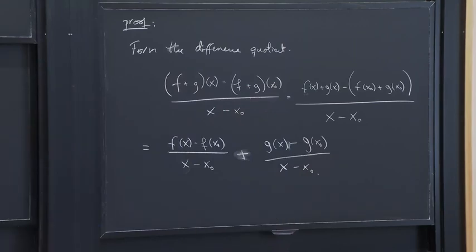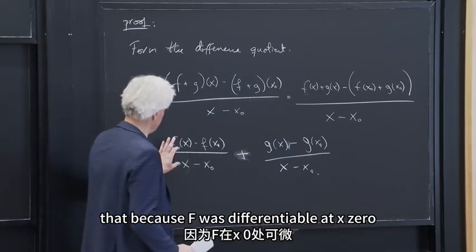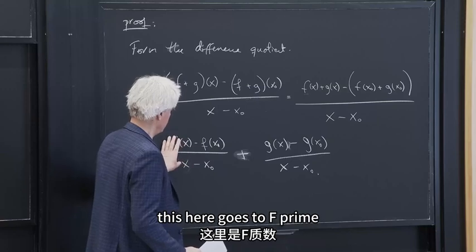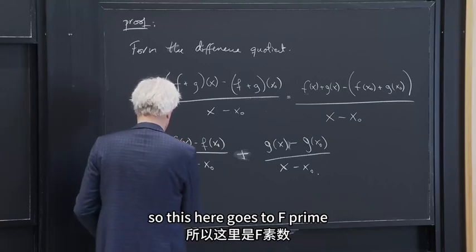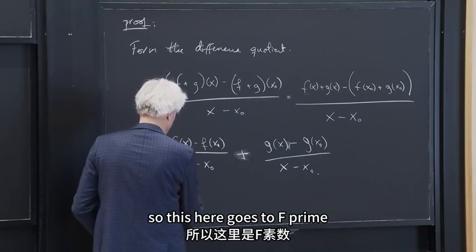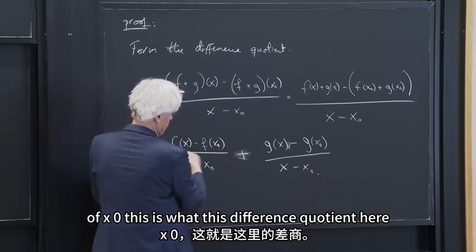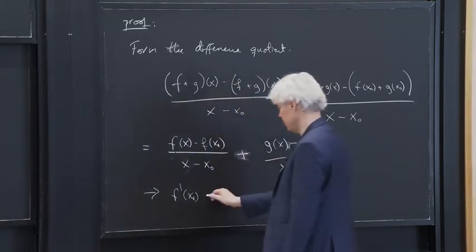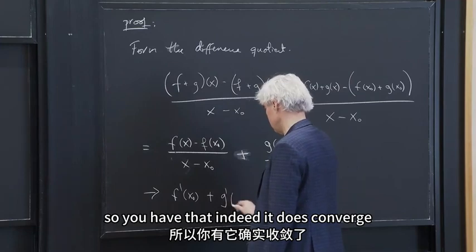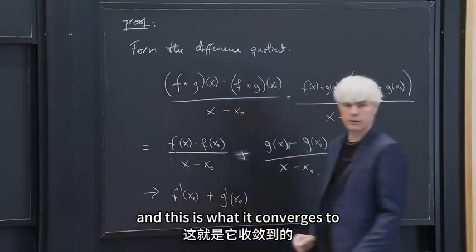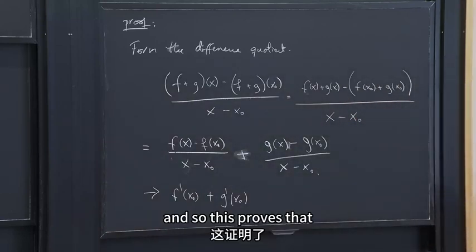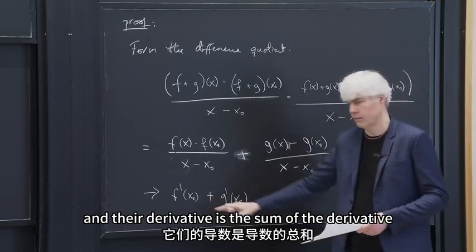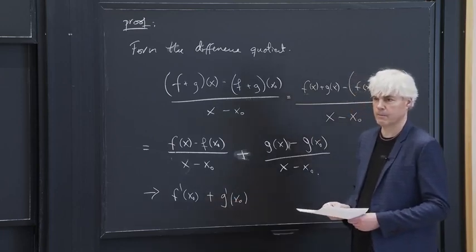And now you see that because f was differentiable at x0, this thing here, as x goes to x0, goes to f prime of x0. This is the difference quotient here. And this difference quotient goes to g prime of 0. So you have that indeed it does converge, and this is what it converges to. And so this proves that the sum of these two functions is also differentiable, and their derivative is the sum of the derivatives. Okay.